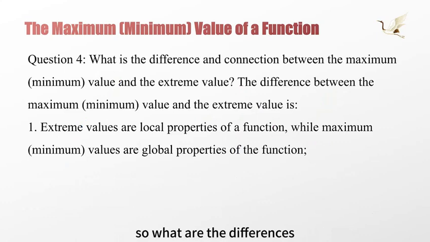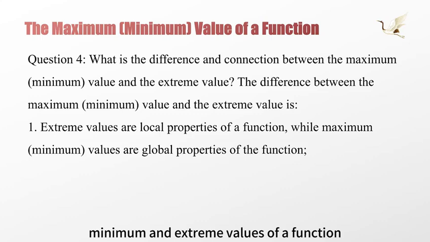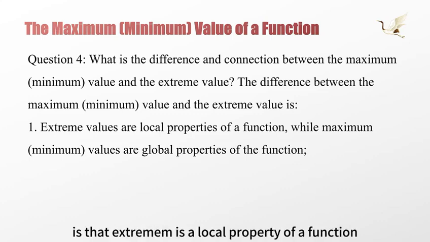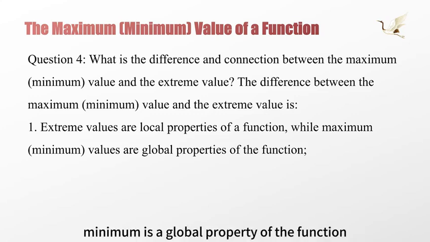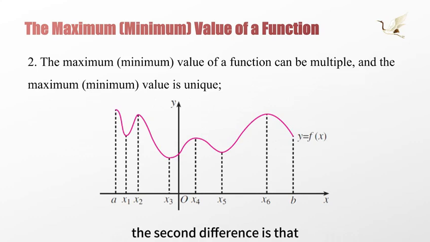So, what are the differences and connections between the maximum, minimum, and extreme values of a function? The difference is that extremum is a local property of a function, while maximum and minimum are global properties of the function. The second difference is that functions can have multiple extrema, but the maximum and minimum values.